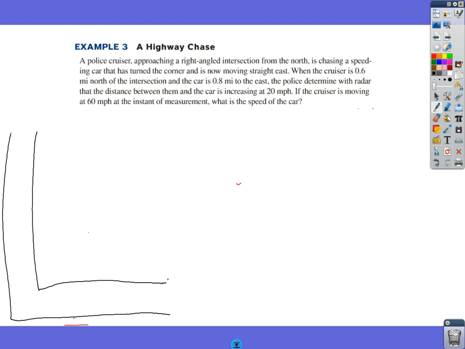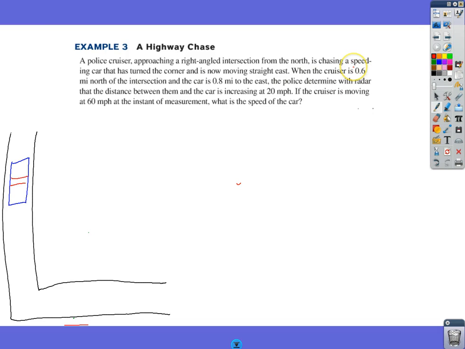All right, from the north. So he's the guy coming up here. He's a cop car. We'll make him blue. He's coming from the north. We'll even give him some red lights. The more realistic you make your drawings, the better they'll be. Okay, so then all of a sudden, all right.